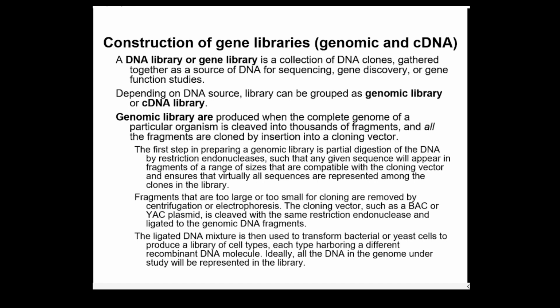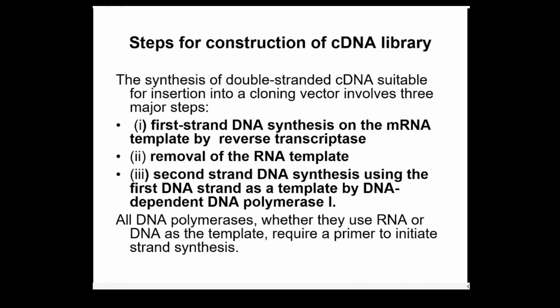Fragments that are too long or too small for cloning are removed by centrifugation or electrophoresis. The ligated DNA mixture is then used to transform bacterial or yeast cells to produce a library of cell types, each type harboring a different recombinant DNA molecule. Ideally, all the DNA in the genome under study will be represented in the library.